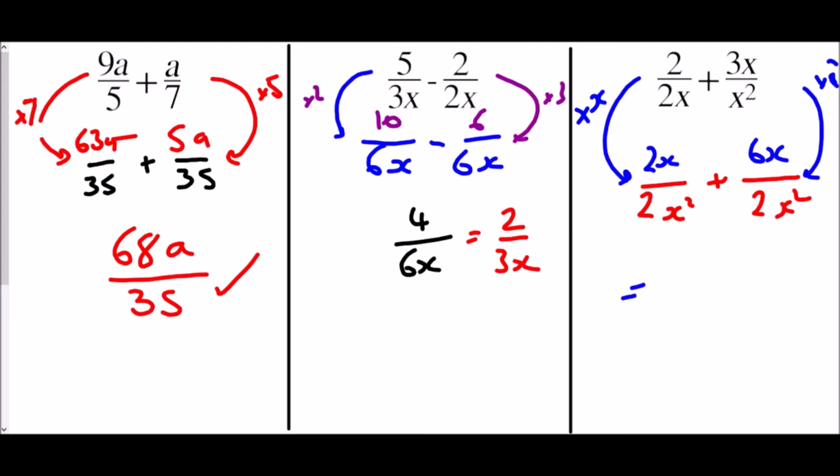Now all I want to do is add together the numerators, so I've got 8x over 2x squared, and what are the common factors here? Well, 8 and 2 can both be divided by 2, and so that's just going to be 1 on the bottom, and x squared can both be divided by x, so I'll divide by x. It leaves me with 4 over x.